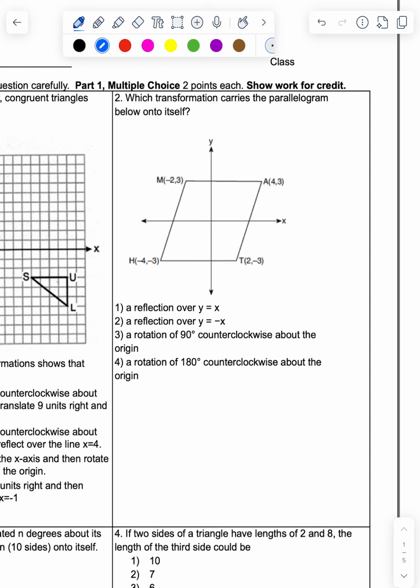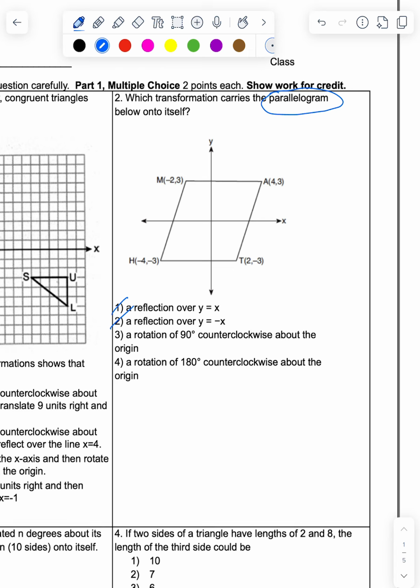For question number 2, we talked a lot about parallelograms in class. We talked a lot about how parallelograms don't have reflection symmetry, but they only have rotation symmetry. So if you tried sketching out the line y equals x or y equals -x, it might have appeared that they were lines of symmetry, but they're not, because remember, parallelograms don't have any lines of symmetry. So I can automatically just knock out 1 and 2. Parallelograms have no lines of symmetry. They do not have reflection symmetry.